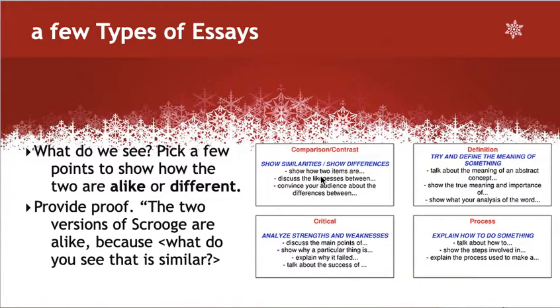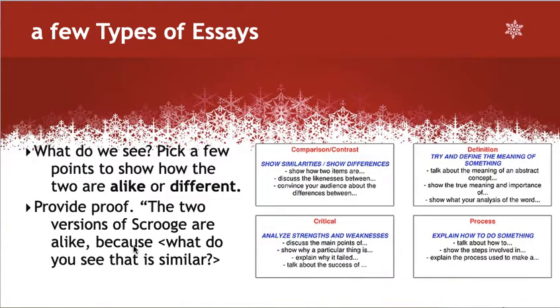We want to see how the two items connect. We want to show how the two items are different. We want to discuss the likenesses between them. We want to convince our audience about those differences. So here's what I want you to think about. What do we see? Pick just a few points to show how they're alike or different. So for instance, we could have a paragraph about how they are alike with 1 or 2 points, a paragraph about how they're different with 1 or 2 points, and then we would bring all that together to show why that mattered. So remember as well, provide proof.